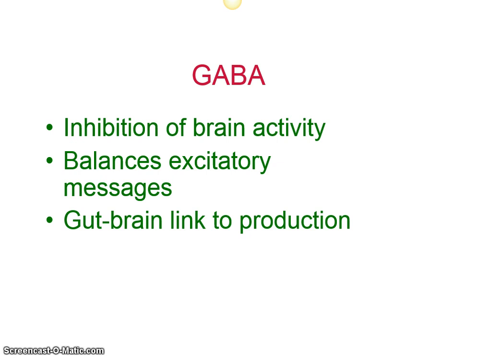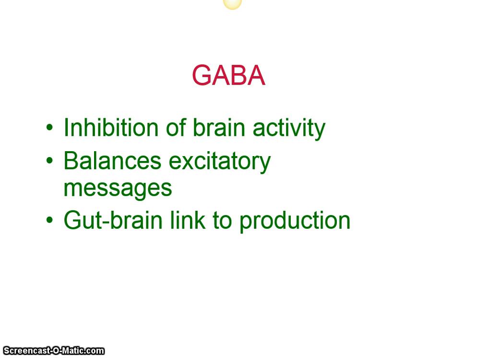GABA is a neurotransmitter that is involved in the inhibition of brain activity. It balances excitatory messages. Interesting to note is that there is a gut-brain link to GABA. For example, researchers have recently discovered that certain high-quality cheeses that have been aged for a long period of time have shown to send brain signals so that the brain increases production of GABA.